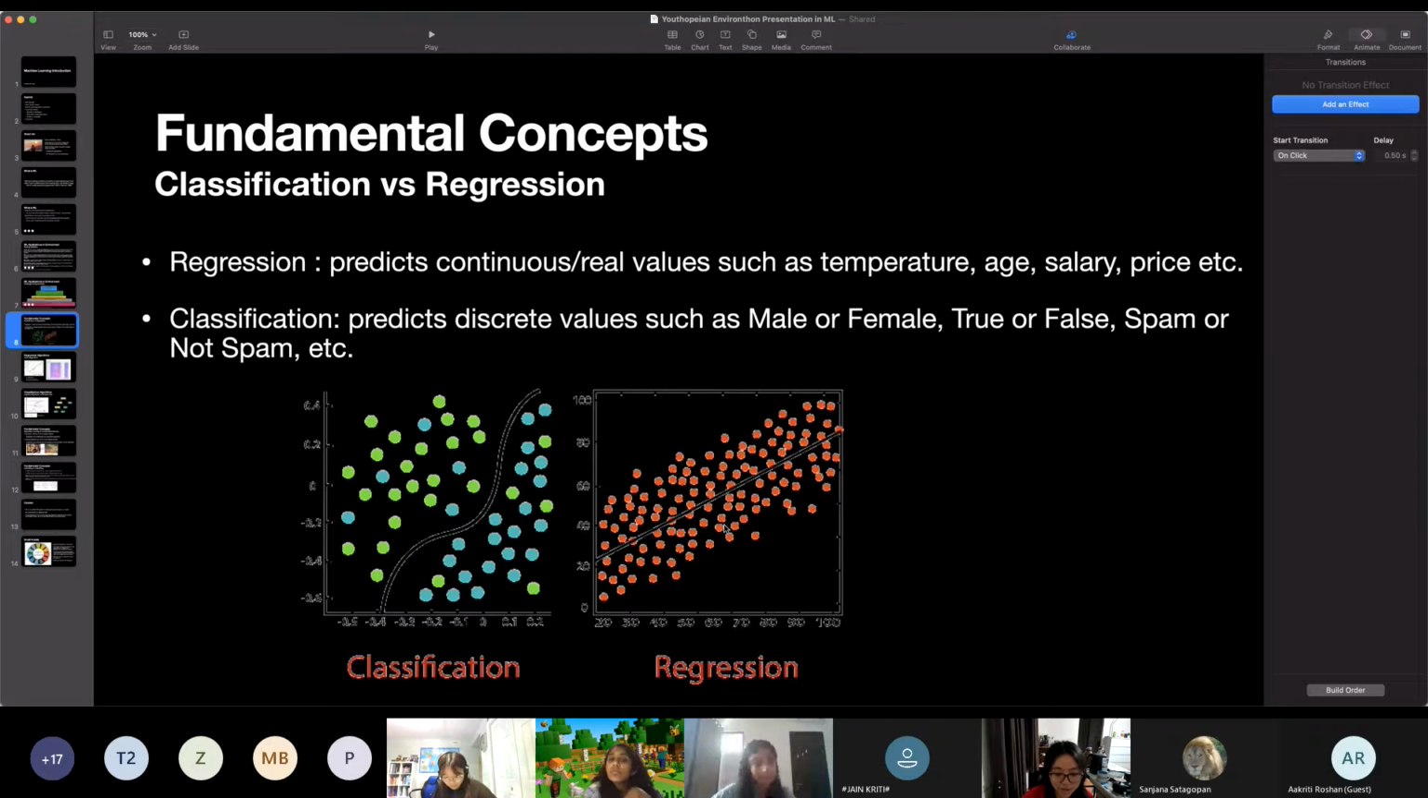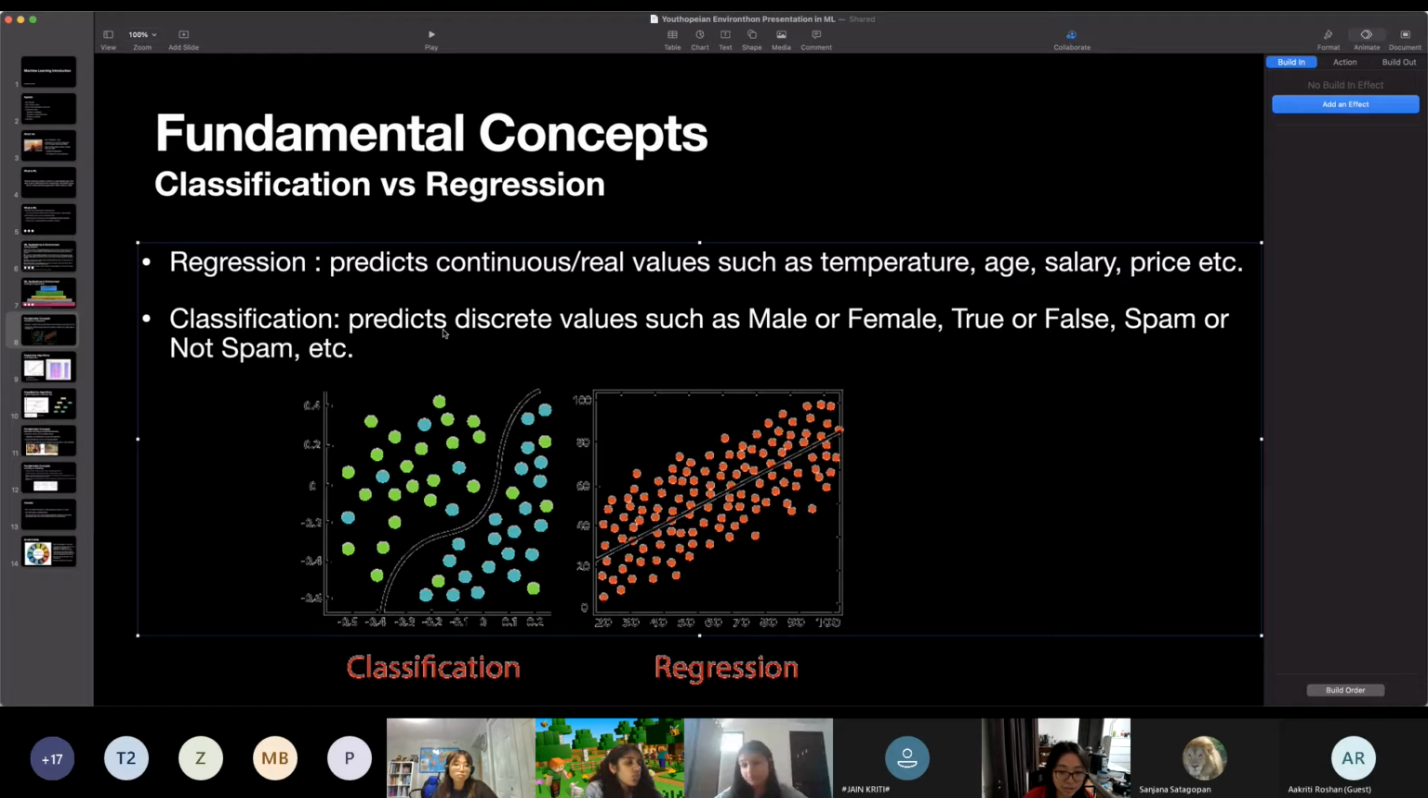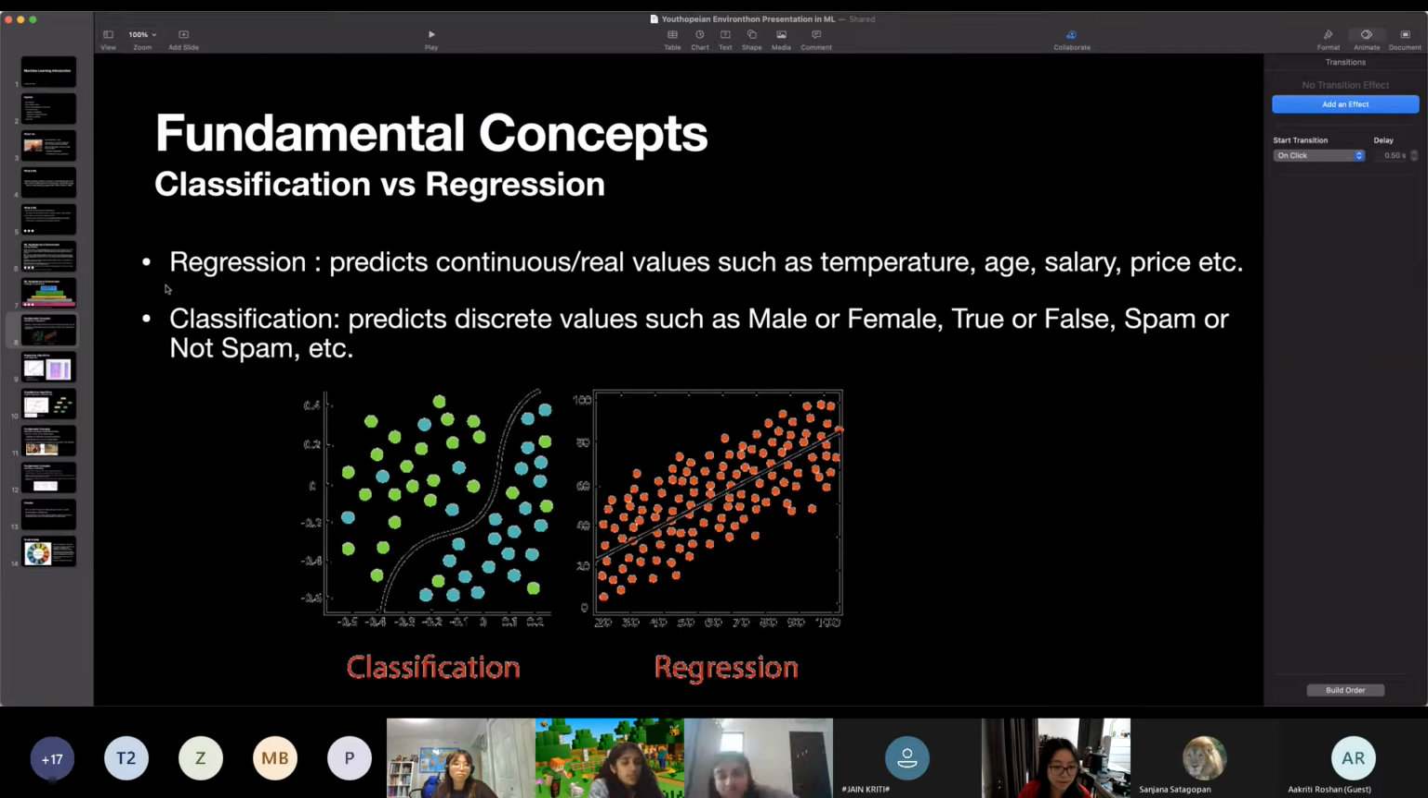And as you can see from this chart, for the regression model, basically the linear regression model, the output can be infinite. The output space is infinite. It can be any value. Versus classification, which predicts discrete values such as male or female, true or false, stand or not stand, etc. As you can see here, there is a limited number of outputs that you are given. So the output is a finite space. Here is the fundamental difference between regression and classification problems.